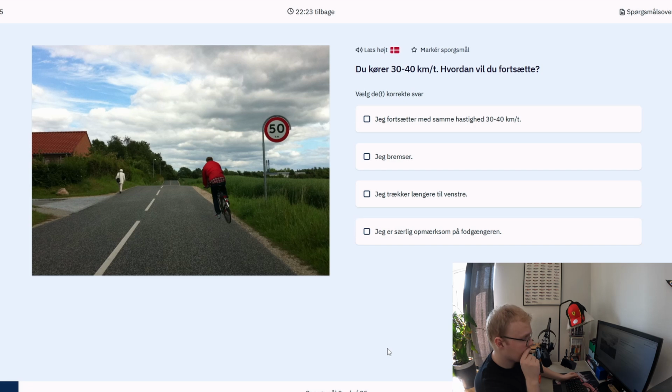Okay. In this picture, you're doing 30 to 40 kilometers an hour. How will you continue? As you can see, there is a pedestrian on the other side. That doesn't really matter to us. But there is a bicyclist, and he is clearly about to turn to the left. Even though they're doing something wrong, we have to make sure we are keeping them safe. It will be our job to make sure we don't crash into him.